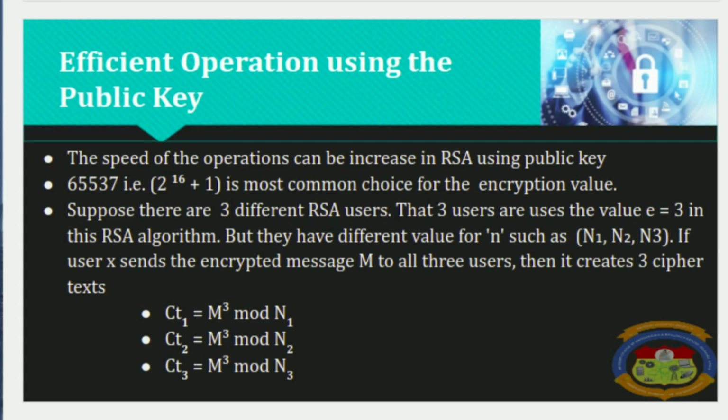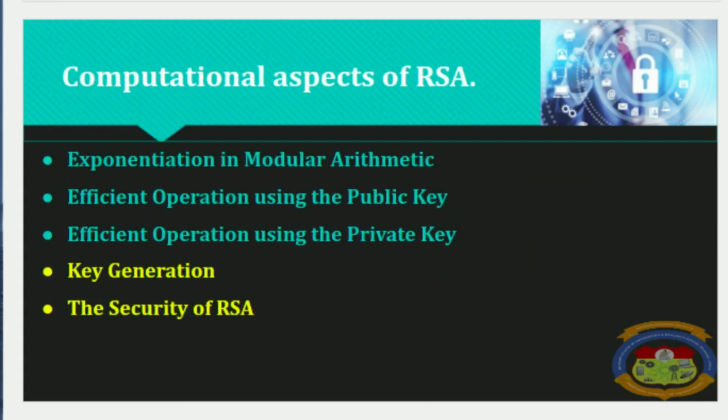Next, we will discuss the next approach, that is, efficient operation using the private key. The third main issue that arises in the complexity of the computation is efficient operation using the private key. Here we will discuss both the encryption and decryption methods in RSA.